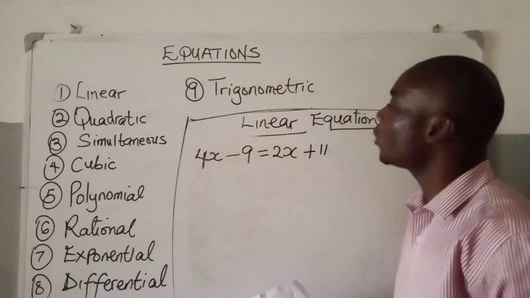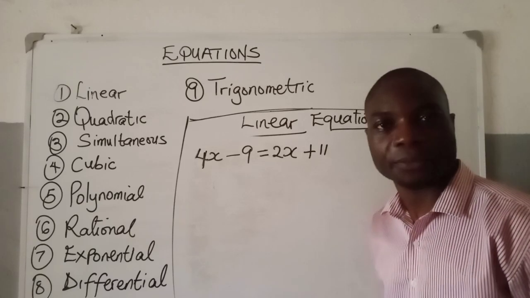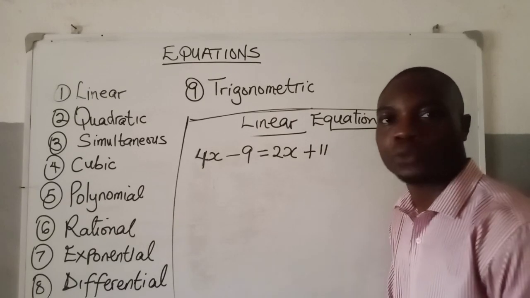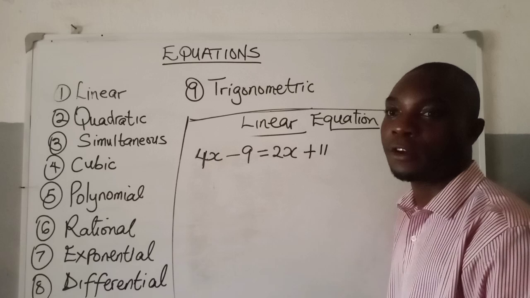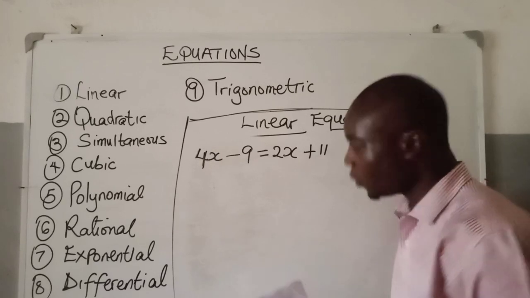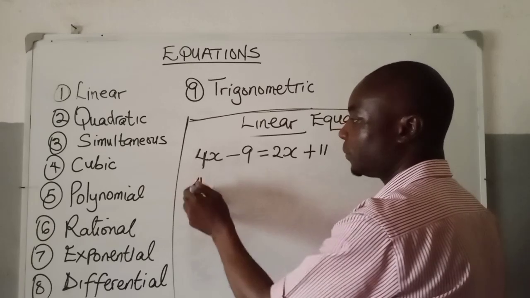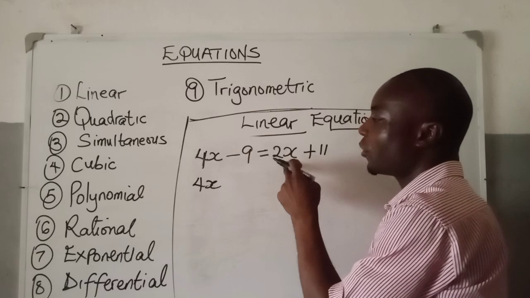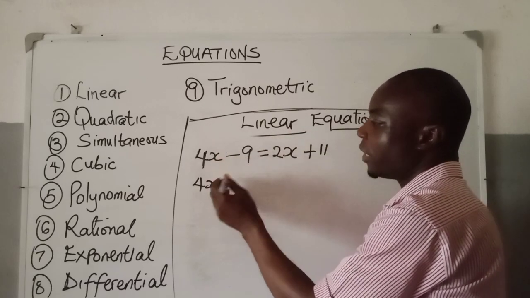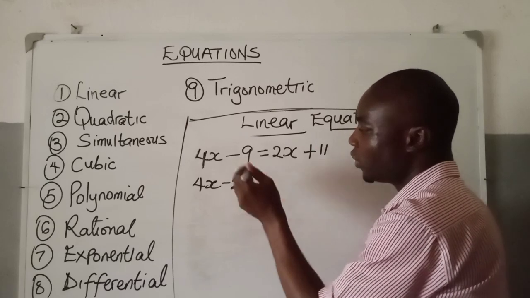So since we have two algebraic terms, we have to collect like terms. The algebraic terms will come together to meet each other, then the whole numbers will meet each other. So what we need to do here is to bring down our 4x. Then this is a positive 2x. It will cross the equality sign to this side and becomes a negative 2x.